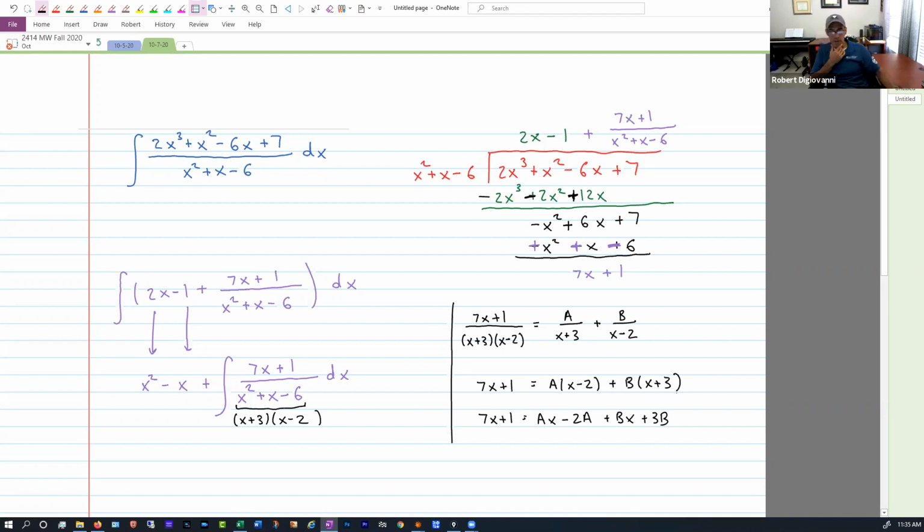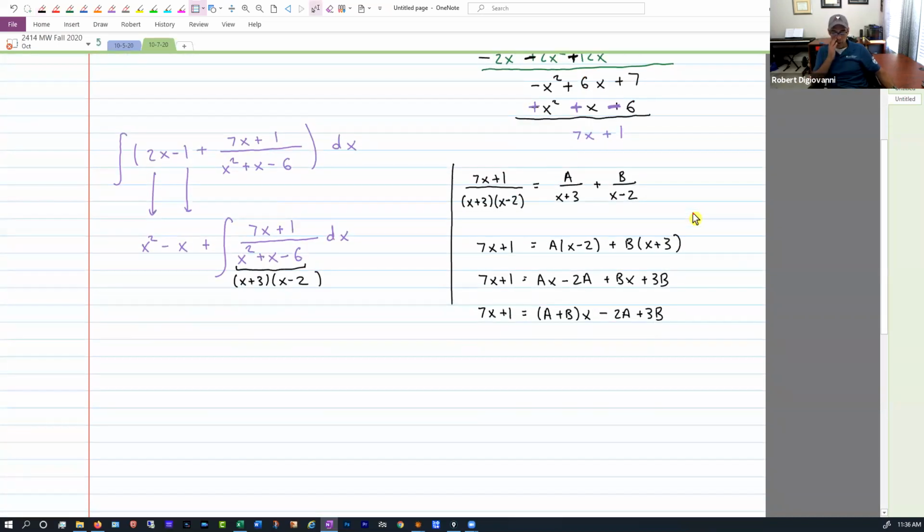So we're just distributing through, right? Clearing parentheses. And then we're bringing all our x terms together. Anything that doesn't have x, just stick it off to the back. And then match your coefficients. So Michael, can you tell me what my system of equations is going to be?